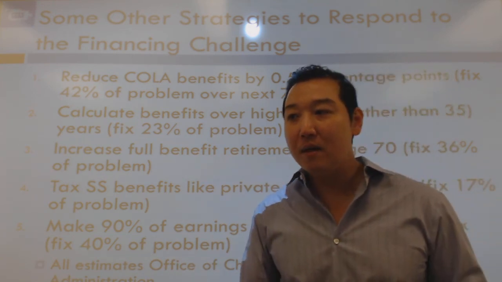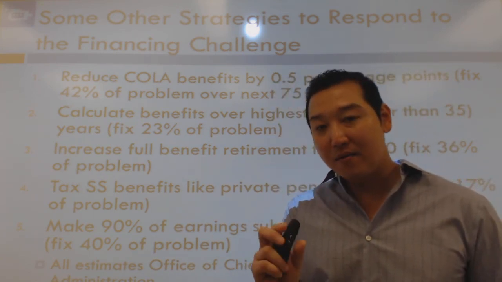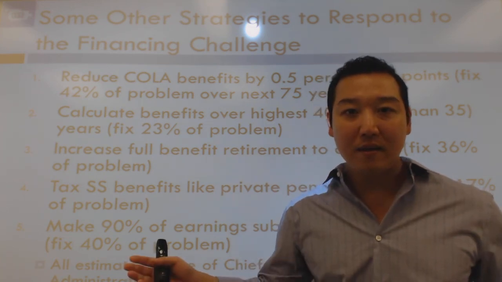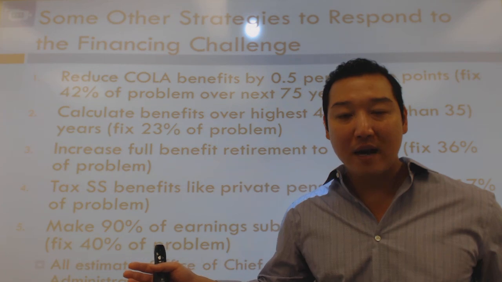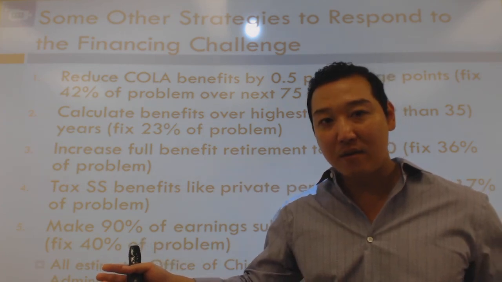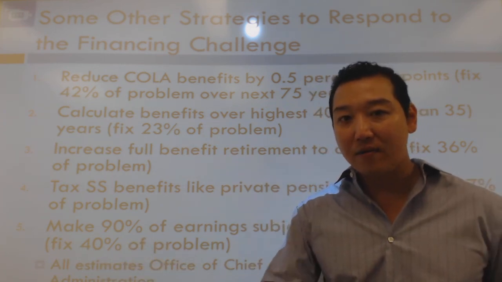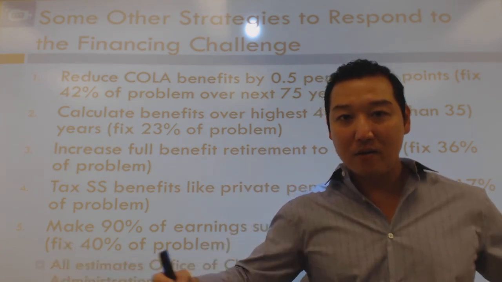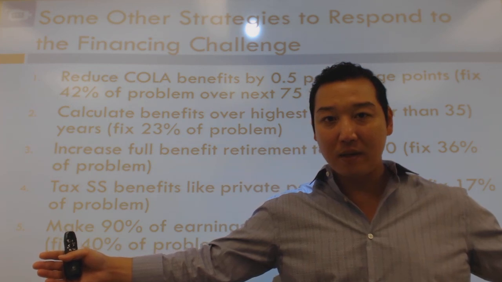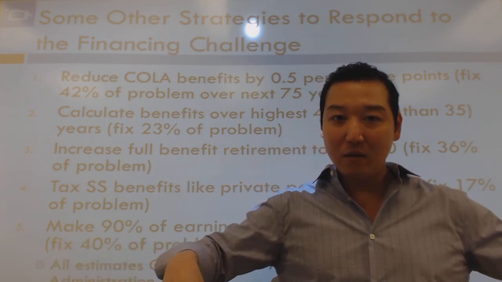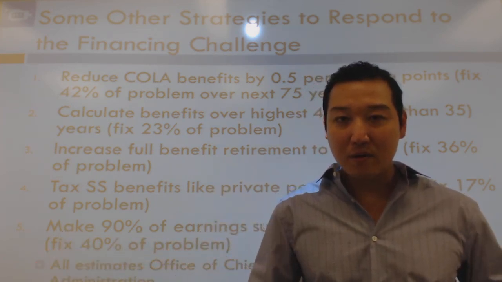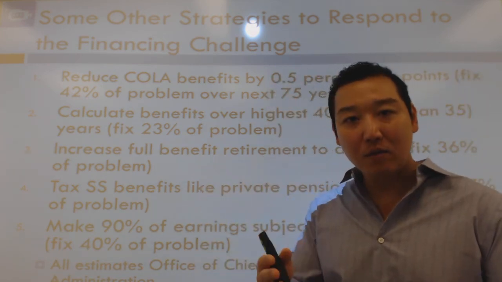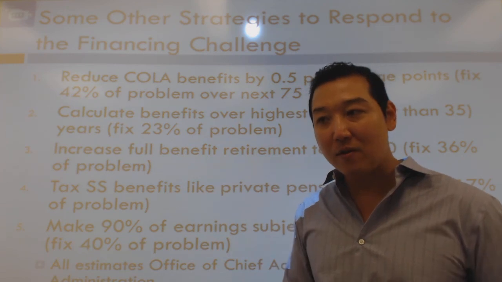The second strategy would be to modify the Social Security benefit calculation. So currently we said that we calculate the Social Security benefits over the highest 35 years of earnings. So instead of calculating over the highest 35 years, why not calculate over the highest 40 years of earnings? In other words, extend the horizon upon which we calculate the benefit. That would tend to dilute the benefit for most workers. And so you can see that would fix approximately 23% of the financing issue.